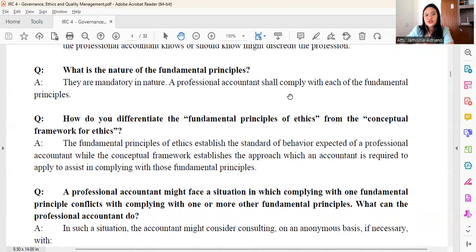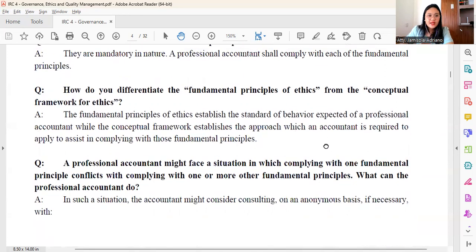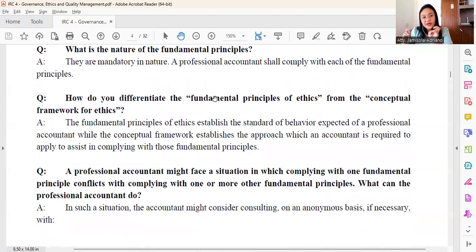So, a professional accountant shall comply with each of the fundamental principles. There are no exceptions. Now, how do you differentiate the fundamental principles from the conceptual framework for ethics? So these two are different, although they revolve in the same concept of ethics. But when we speak of fundamental principles, these are to establish the standard of behavior expected of a professional accountant. So these are your to-dos. You should do this, okay?